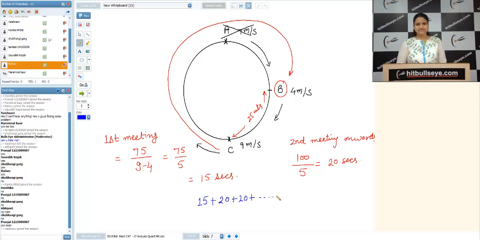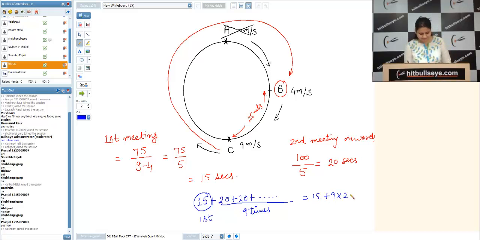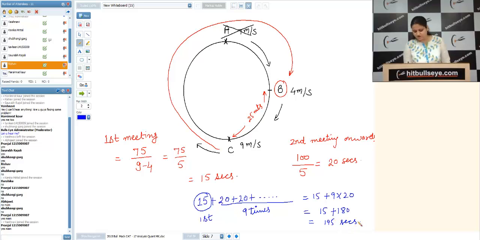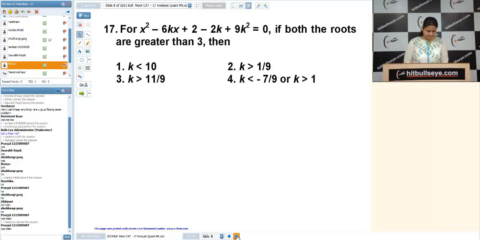Now we are asked to calculate the time for the 10th meeting point. So it will be our first meeting point and the remaining 9 we will calculate. That is the answer in this case. Any problem? So it will be 15 plus 9 into 20. Pranjal, is it okay? 15 plus 180, which comes out to be 195 seconds. Because all the options are given in minute and second, you will convert this time to minute and second. Okay, let us move.